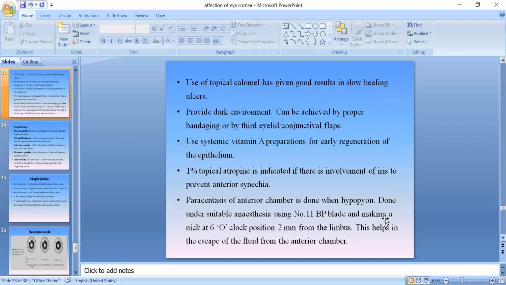And provide a dark environment, bandaging, or third eyelid conjunctival flaps. Use systemic vitamin A. 1% topical atropine is indicated if there is involvement of the iris, to prevent anterior synechia. Paracentesis of the anterior chamber is done when hypopyon is present, under suitable anesthesia using a number 11 blade. These are all microsurgery.